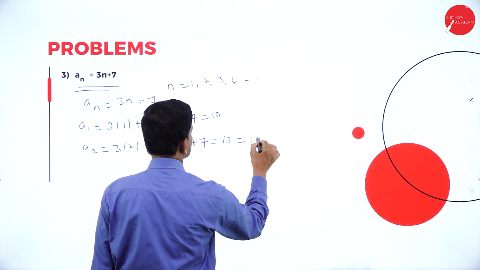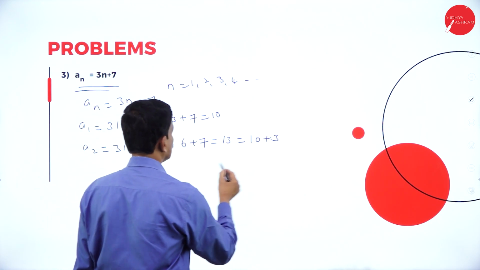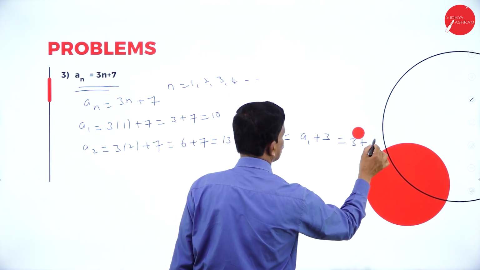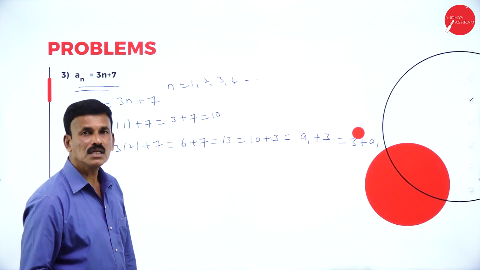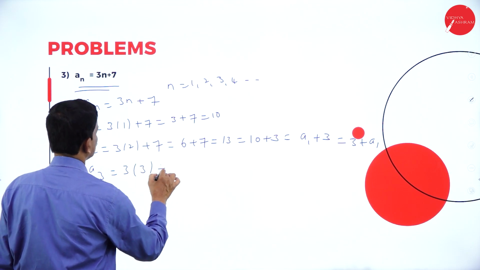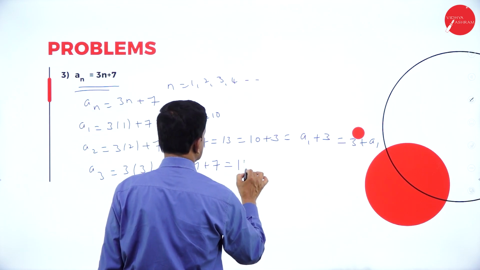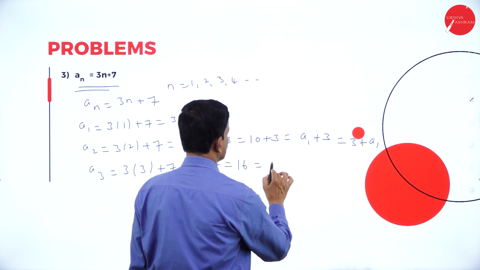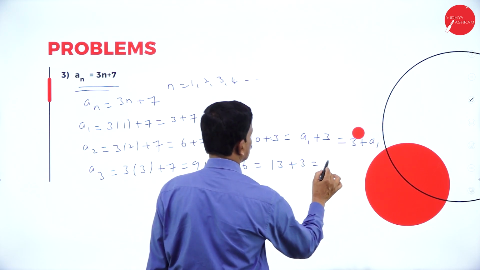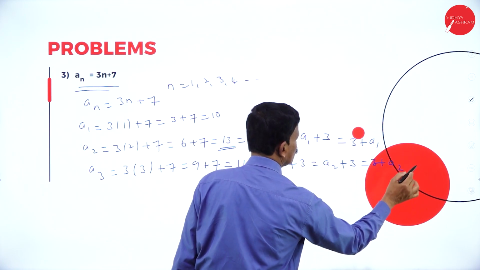So 13 can be written as 10 plus 3. Right. What is 10? 10 is nothing but a1. This is a1 plus 3. Or we can also write 3 plus a1. Right. Now if you put n is equal to 3, then what you will get? 3 into 3 plus 7, that's equal to 9 plus 7. 9 plus 7 is equal to 16. 16 can also be written as 13 plus 3. What is 13? 13 is equal to a2. So this is a2 plus 3 or 3 plus a2 we can write.